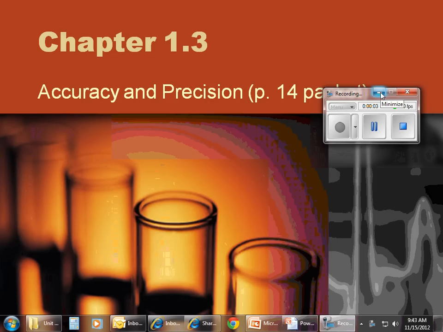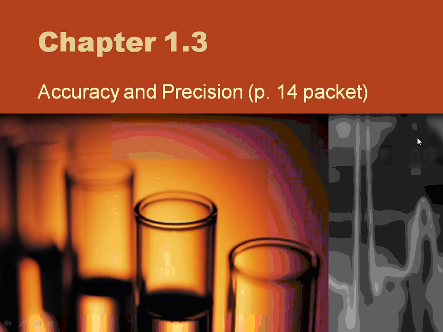All right, so we are going to talk about accuracy and precision. It won't take us very long. We kind of already hit on this before when you did the density activity when the sub was here. But we're just going to give you a little definition for accuracy and precision. It should be page 14 in your packet where you're going to take some notes. It's not a lot. And then you are going to have to do kind of a little quiz afterwards.